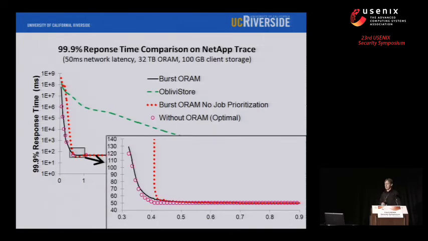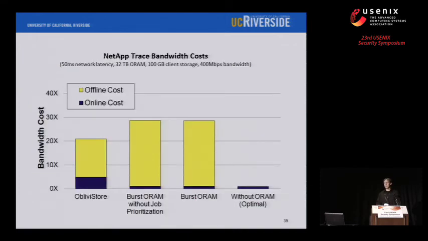If you zoom in a little, you can see it's not perfect. We're 20 to 30 milliseconds over for this 400 to 500 megabit per second range. But it's still far better than the oblivious store work. So the response times clearly have come down, or at least the worst case ones. How did we do in terms of keeping the total bandwidth cost low? You can see we actually incur more bandwidth cost total using Burst ORAM than we do with oblivious store.